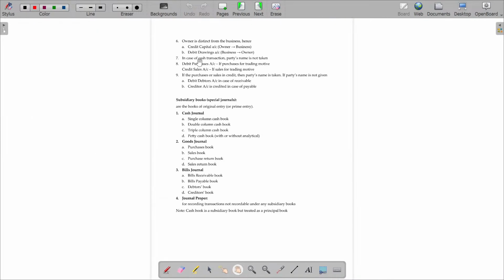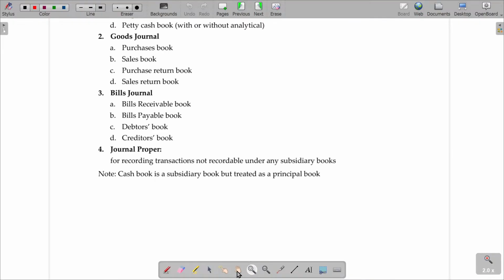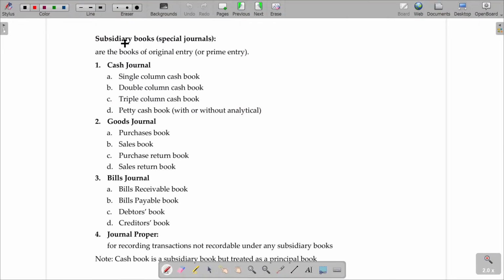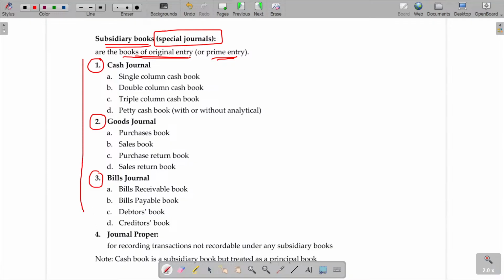We have followed these 9 steps. And finally, you have to understand the concept called subsidiary book. Subsidiary book, otherwise named special journal, otherwise named book of original entry or prime entry. We have cash journal, goods journal, bills journal, and those transactions that cannot be recorded in the subsidiary book, we can prepare as a journal entry, which is called journal proper. Here, the cash book is a subsidiary book, but can be treated as a principal book also. These are the small points you have to understand.